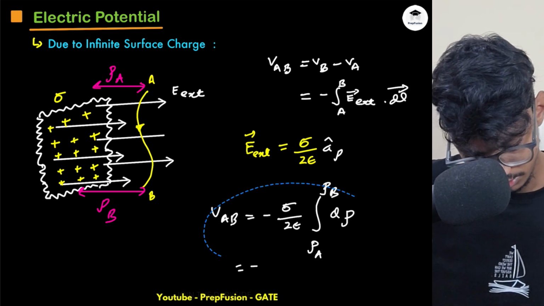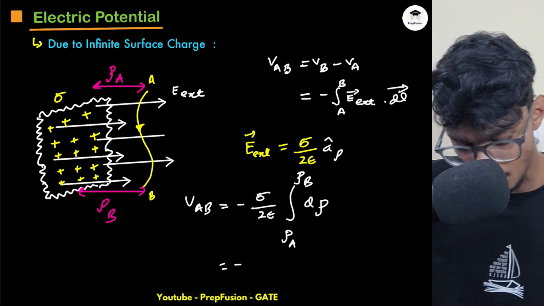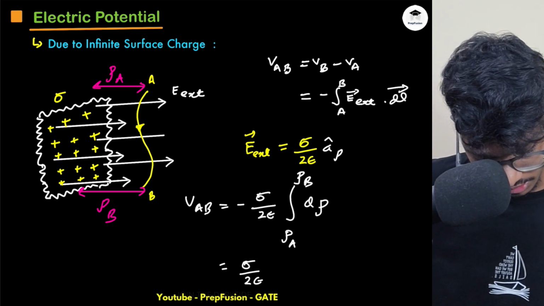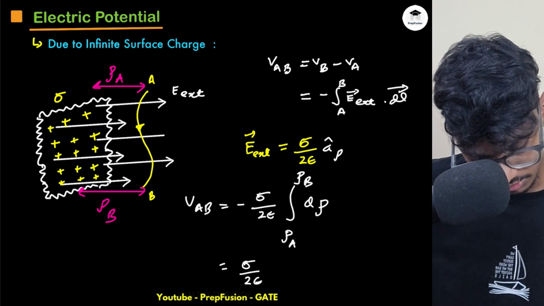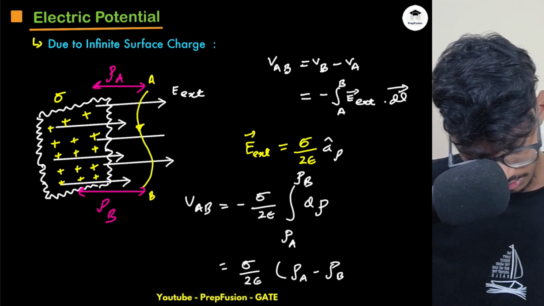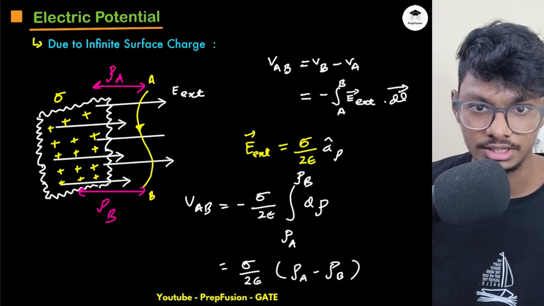σ upon, don't need to remember this, right? Just know how I am deriving it. I will take the minus sign inside. So it will be σ upon 2ε into ρ_A minus ρ_B. No need to remember, just understand how I am deriving it.